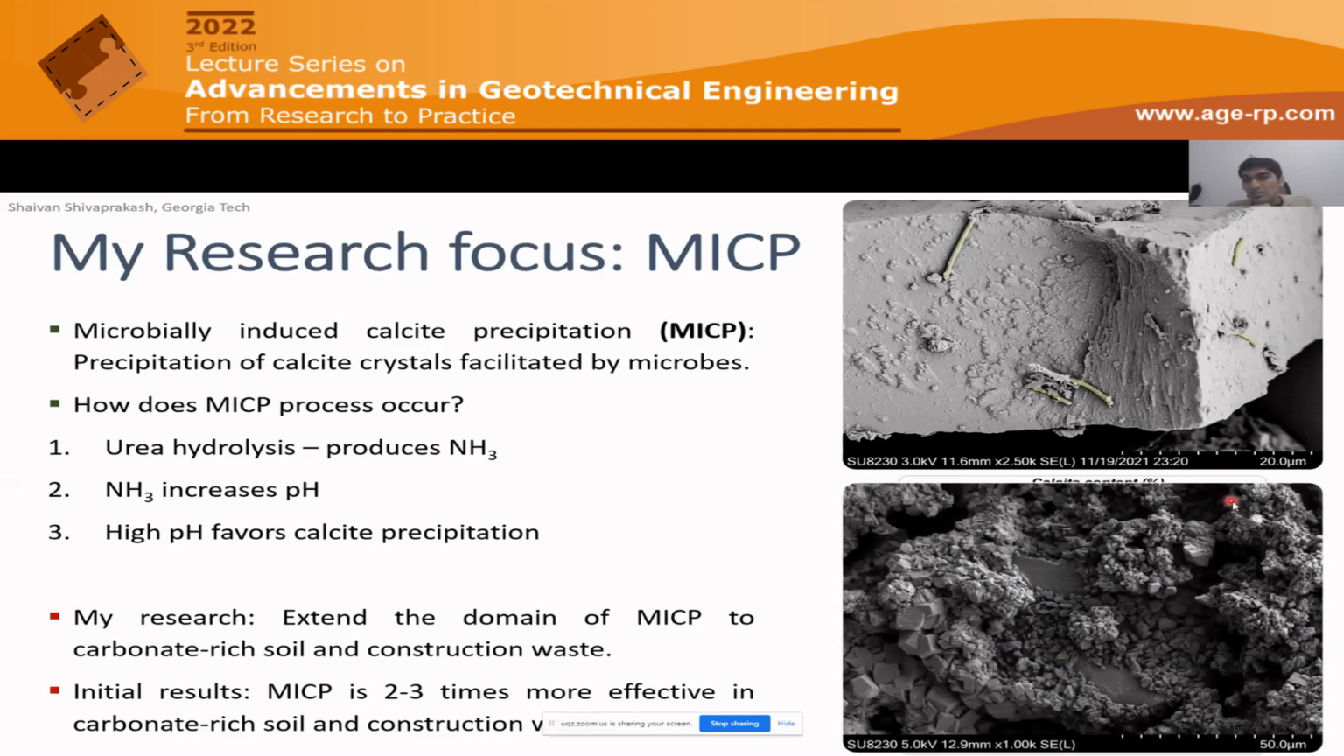And here is an SEM micrograph of the construction waste sample, which has been treated. You can see the big, beautiful blocky structure of calcite crystals. And this is an SEM image of stimulated carbonate-rich soil with the microbes shown in green color.